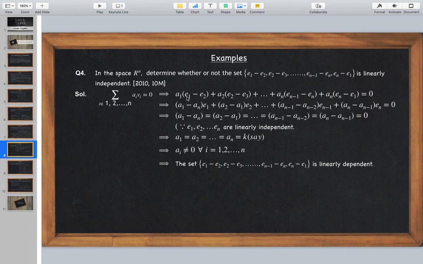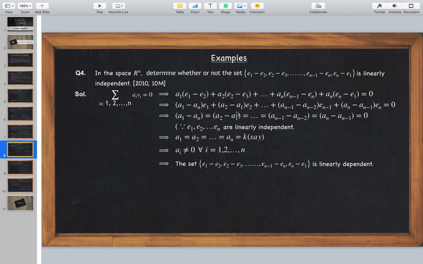Now what we do is we take all the coefficients of E1. So A1 here and minus An from here. So (A1 minus An) E1. Now we take the coefficient of E2: A2 from here, and from the next term, we get A1. So for E2 we get A2 minus A1. Similarly we form all the other coefficients and their products. So we get (An minus An-1) En equals 0.